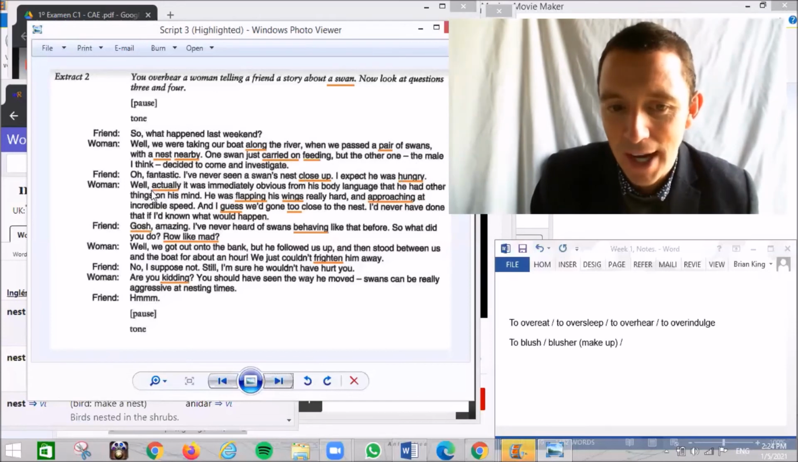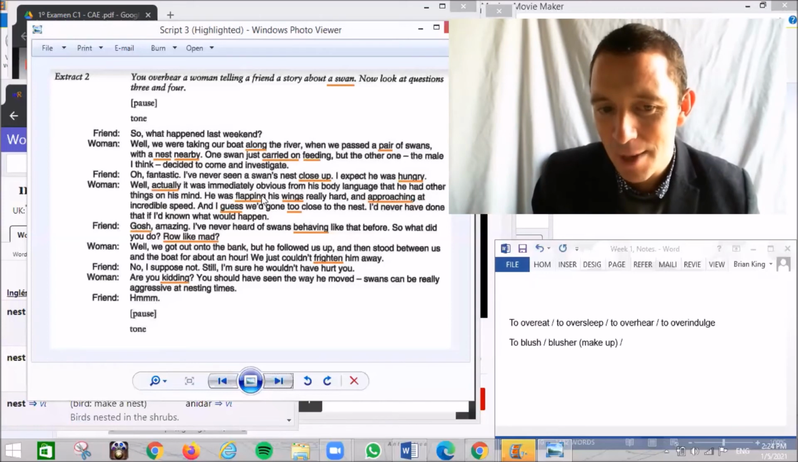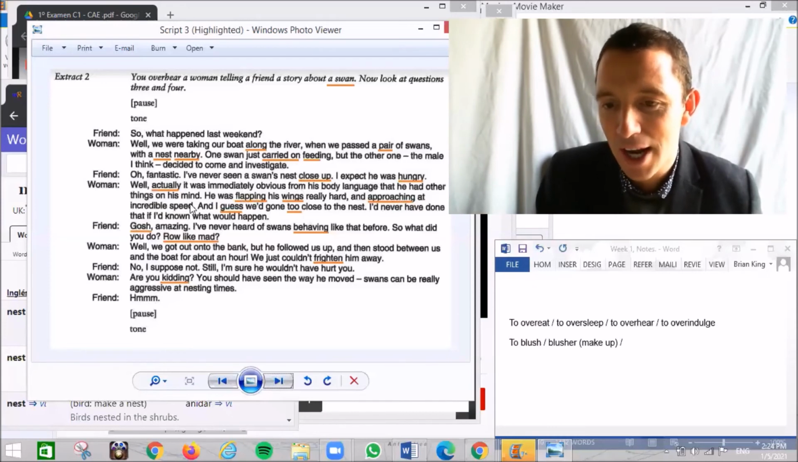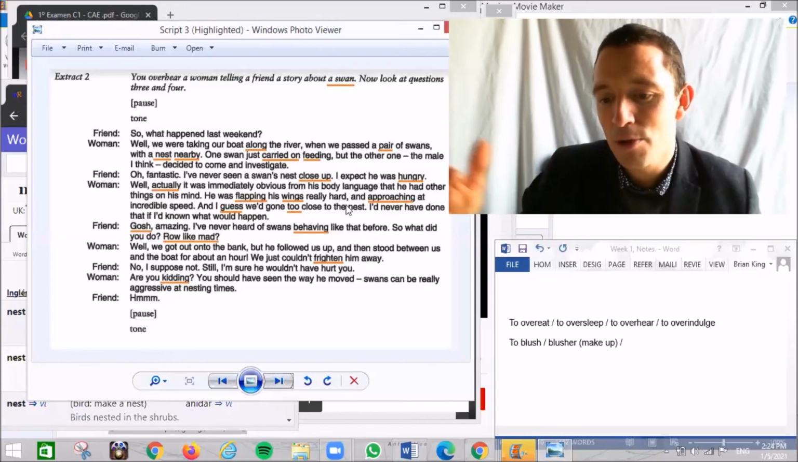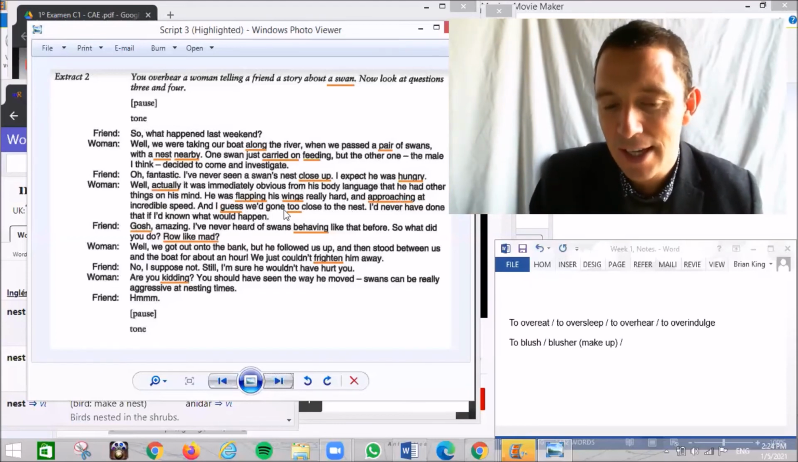Actually is like the echo, in fact. Flapping is his wings. So wings are alas, and flapping are like moving. This action to flap your wings. Not very comfortable, maybe panic. You flap when you panic, okay? So flapping your wings is like moving your wings. And approaching at incredible speed. So moving hacia, moving towards, is approaching, okay? Adivinar, I guess. Demasiado, circa, too close. Gosh is like madre mia. Behaving, comportamiento, to behave, typical with children, okay?